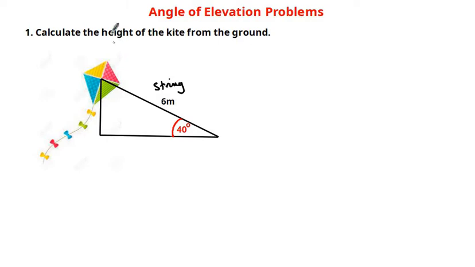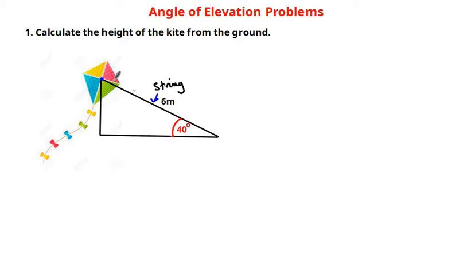So the first question says, calculate the height of the kite from the ground. After a person raises a kite in the air, let us look at this line as the string that is tied to the kite. You hoist the kite in the air, and the breeze has it up there, and the string gets straight, so the string is not slack. So this is basically the string right here.